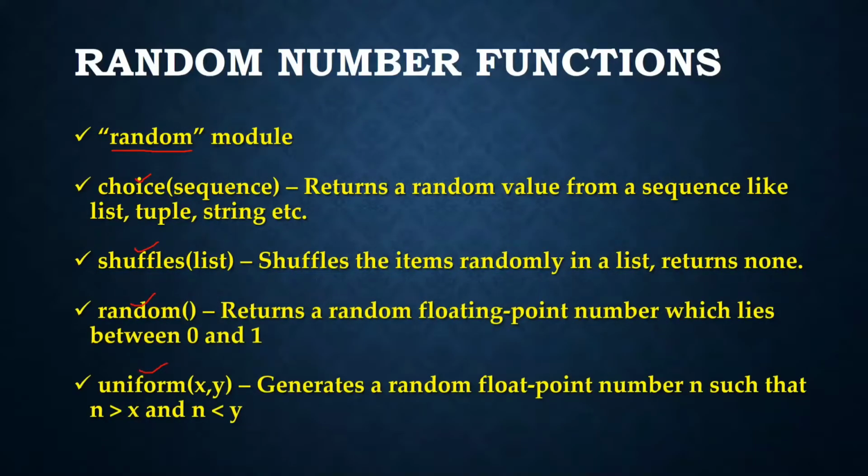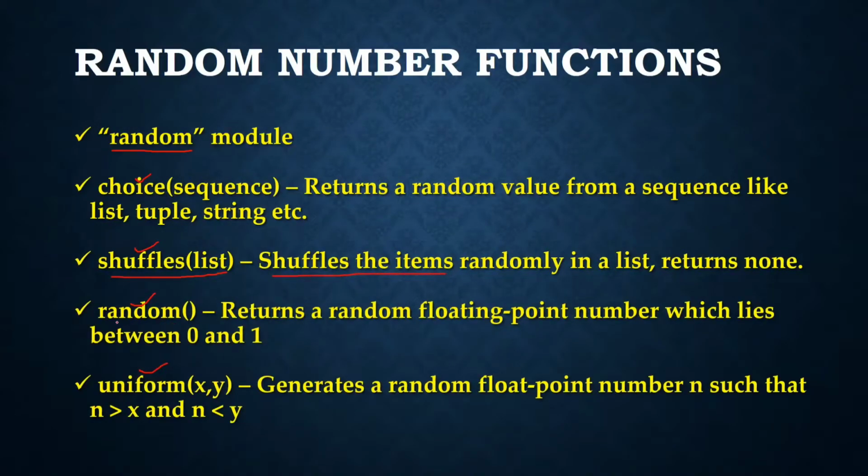We have one function, choice of sequence. This returns a random value from a sequence like a list, tuple, or string. You just have to give multiple values inside it, and it will give one random value from that sequence. And shuffle, as the name suggests, will shuffle all the values inside the list. It just shuffles the items but won't return anything, because its purpose is just to shuffle the items inside the list.